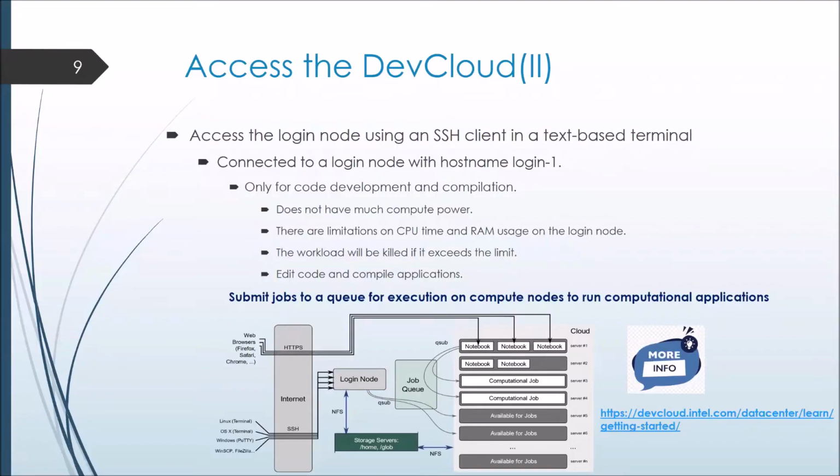The second way to access DevCloud is SSH. When you connect using SSH, you connect to the login node, not the compute node. On the login node, you can only develop and compile your code. If you want to run an application, you have to submit it to the job queue to run it on the compute node, as it has more computation power.